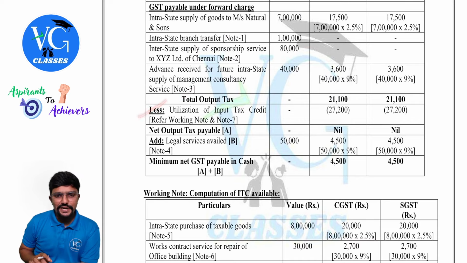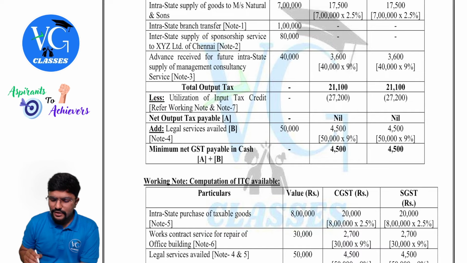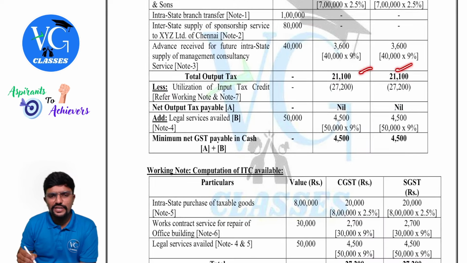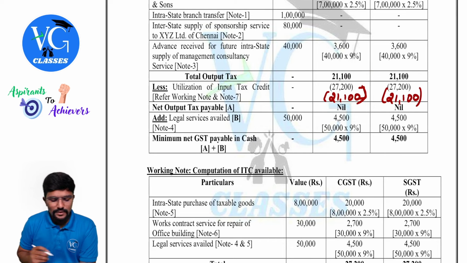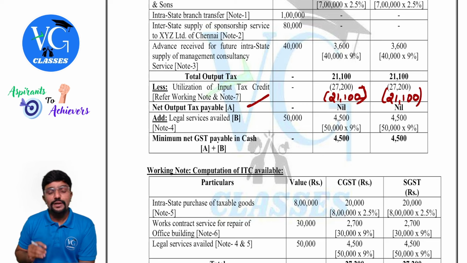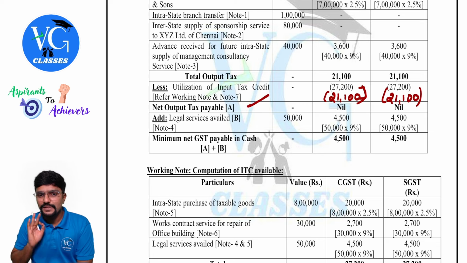Then utilize the credit, guys. Sir, full credit 27,200, 27,200, or else anyway output tax is only 21,100. You can restrict. You can write only that much. Remaining you will carry forward. Sir, can I write only this much? Yes, that is also fine. So anyway, GST payable, output tax payable is nil.